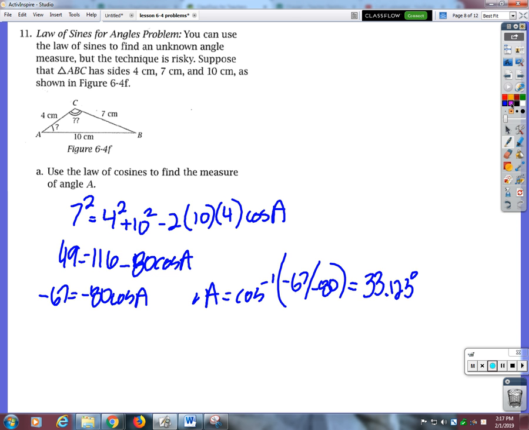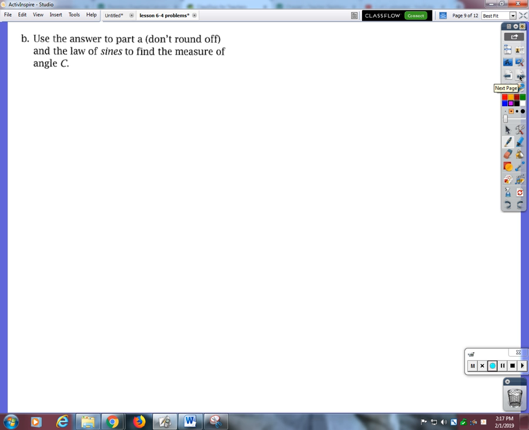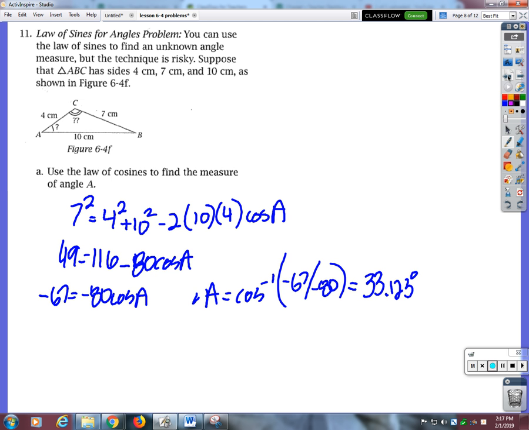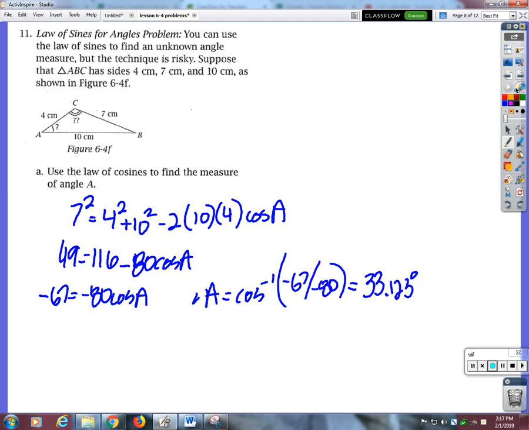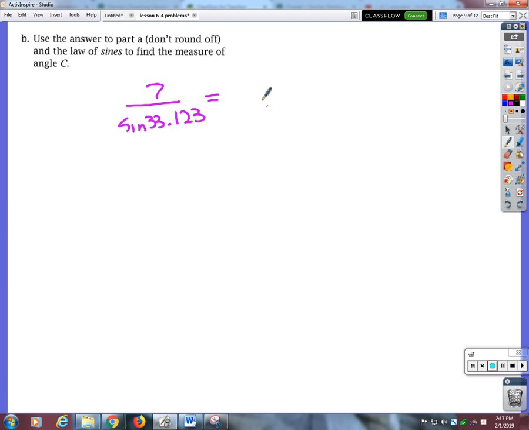Okay. Sorry. All right, part B, use the answer to part A. Don't round off in the law of sines to find the measure of angle C. So for that, I need to go 7 divided by the sine of 33.123 equals, I'm trying to find angle C, so 10 divided by the sine of C.